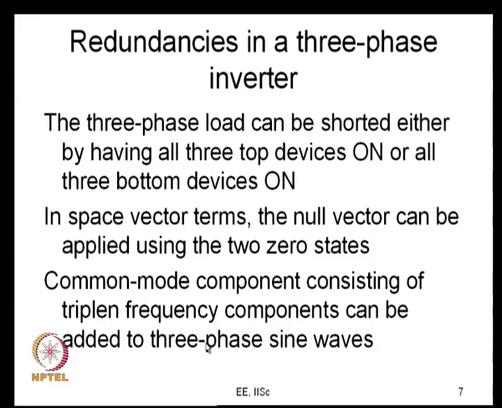One of the first examples we saw was that a third harmonic frequency can be added. If your fundamental is 50 hertz, your modulation frequency is 50 hertz, you can add a 150 hertz component of small amplitude to the 3 phase sine waves. That is one example. We also saw certain other examples of common mode components in the previous lecture on bus clamping PWM. So, today in this lecture we would try to gain a better understanding of this particular thing that we are talking about.